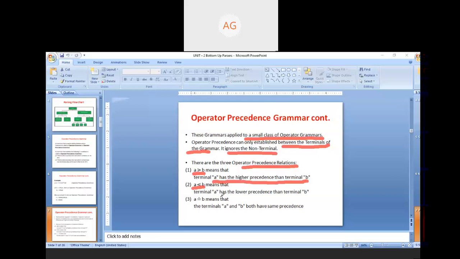The second condition is A is less than B. It means the terminal A has lower precedence than the terminal B. And if A is equal to B, it means that the terminals A and B both have the same precedence. So these are the three operator precedence relations which you need to remember. The relationship will be between two terminals: either the first terminal is greater than the second, or less than the second, or equal to the second. So moving to the next slide.